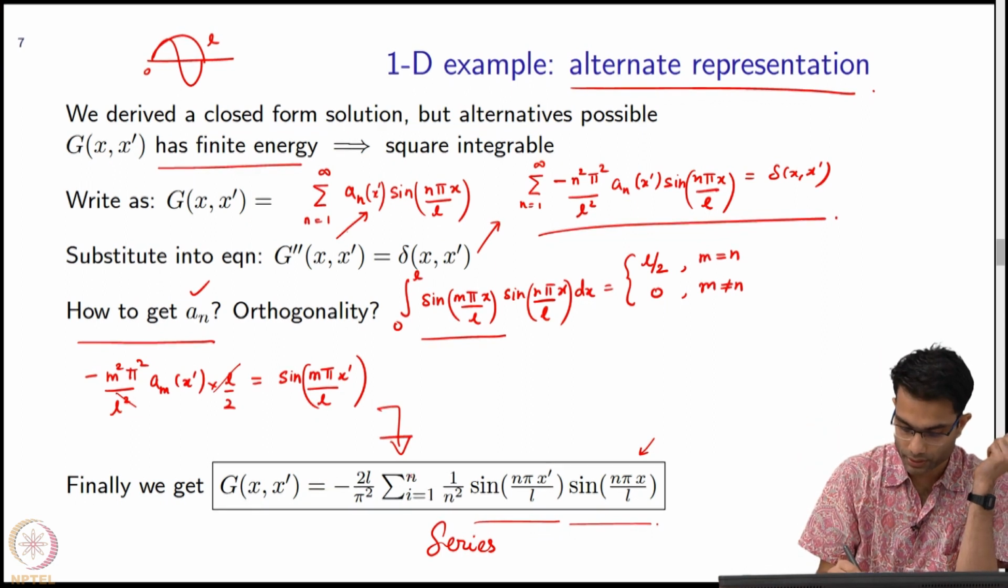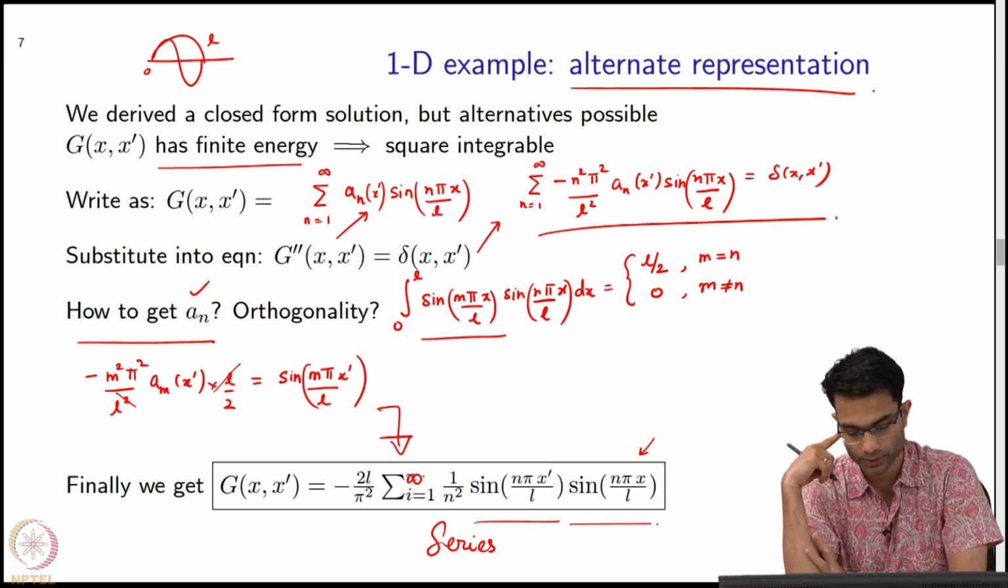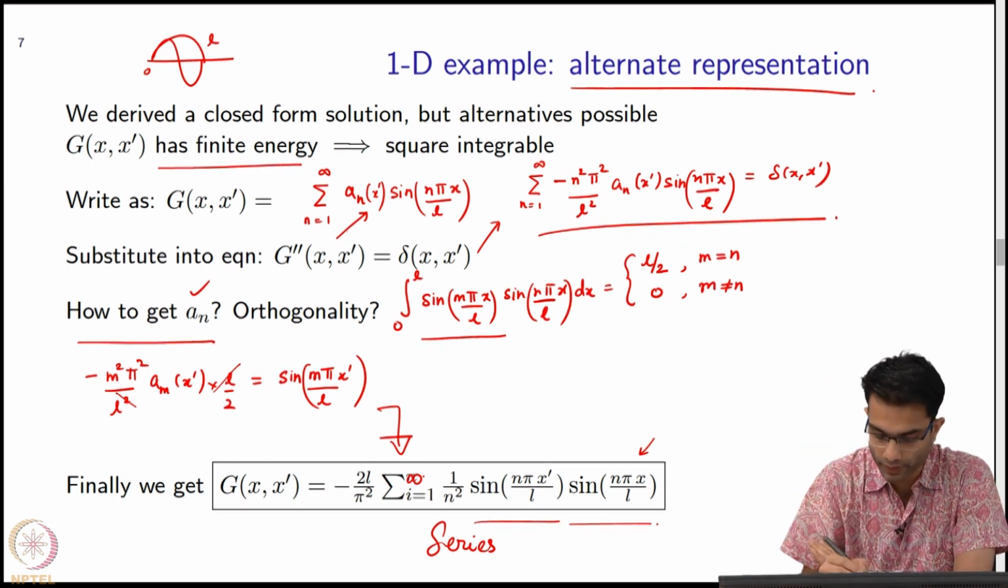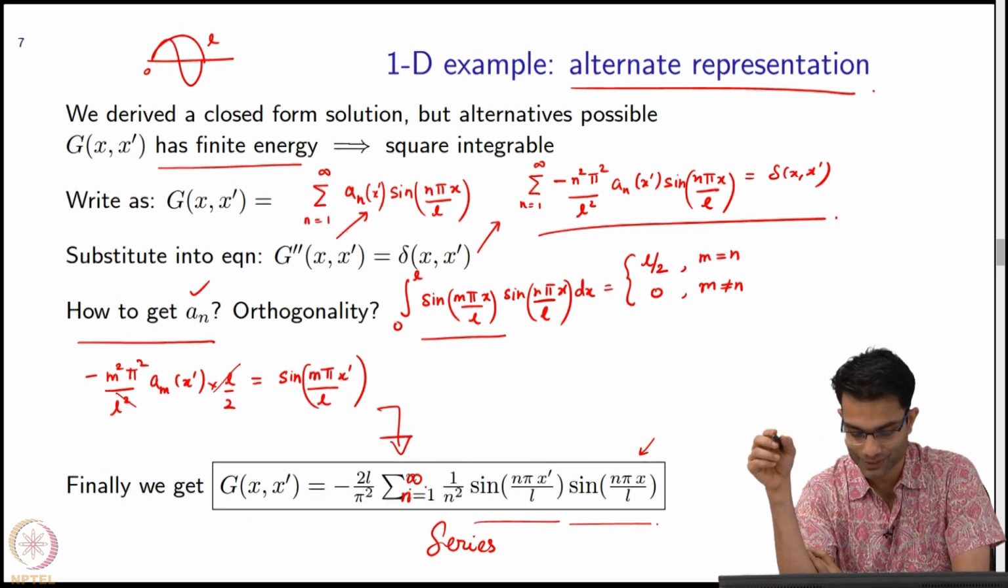Oh yes, correct. So this should be infinity. Yeah, thanks for pointing it out. And summation over n, n is equal to 1 to infinity. Yeah, there is no i over here.